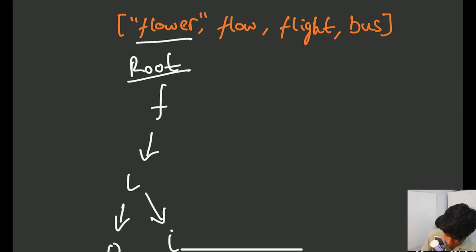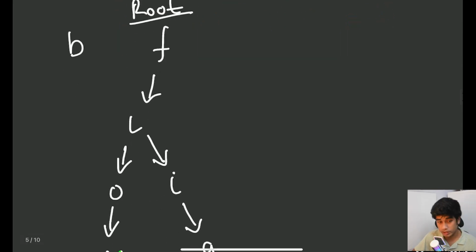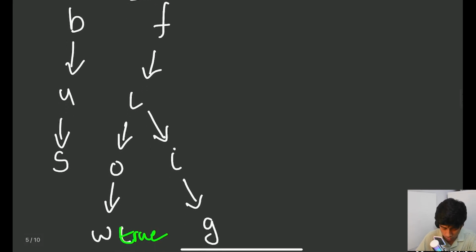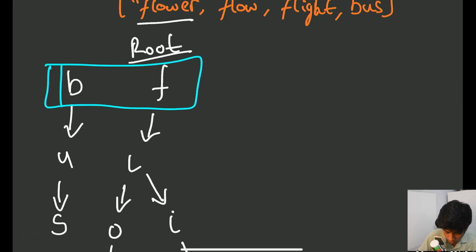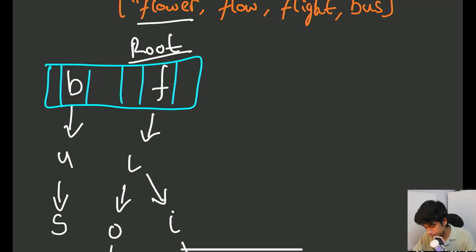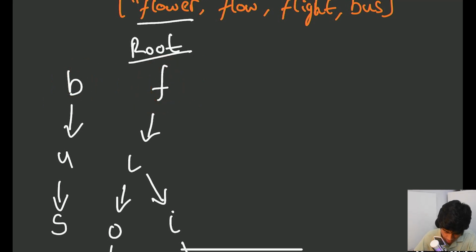Now how would this look like? At the root level for B, which will be somewhere here, I'll have a node created, and then I'll have U, S. So this is how a trie would look like. This is at the root level. So this is the root level array. It will contain the object ID reference for node B, and this will contain the object ID reference for node F. Now with this understanding, this is how a trie looks.